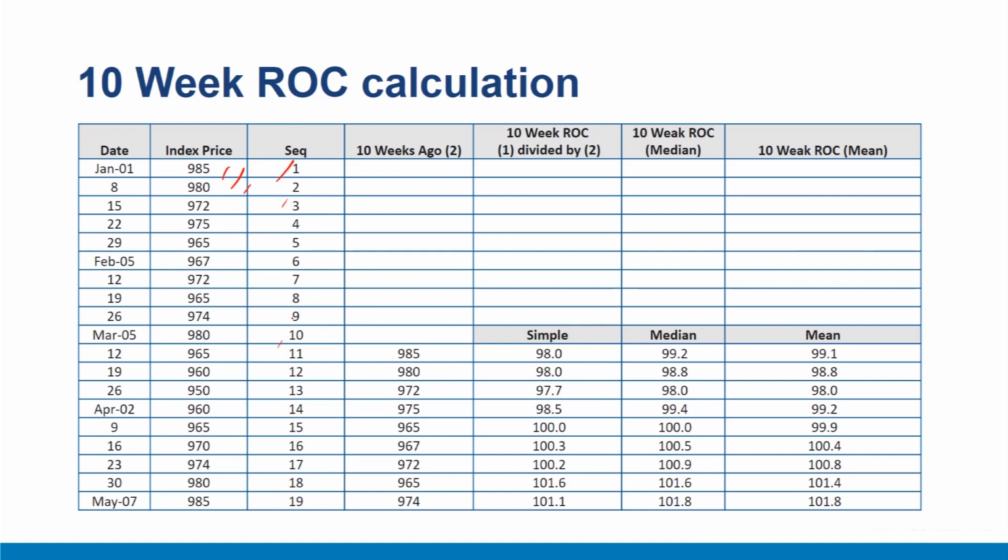Now let's say I want to compute the values for the 10-week ROC. What I can do is simply divide the latest price by the 10-week-ago price. In this case, the latest price is 965 and the price 10 weeks ago is 985. So we can divide 965 by 985 to get a value close to 98. Instead of dividing by 985, I can divide by the median of the previous 10-week values, which results in a value of 99.2, or I can use the mean, which results in 99.1.